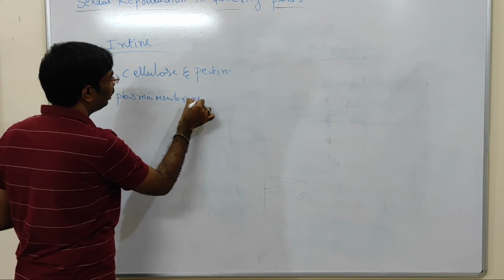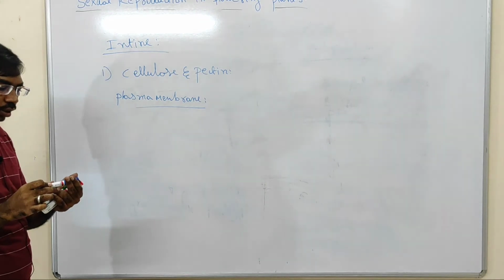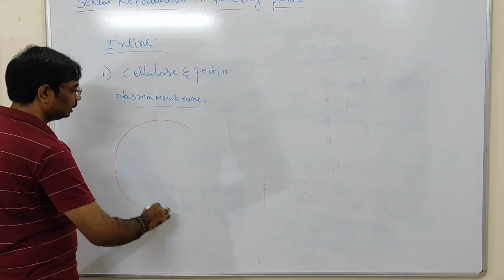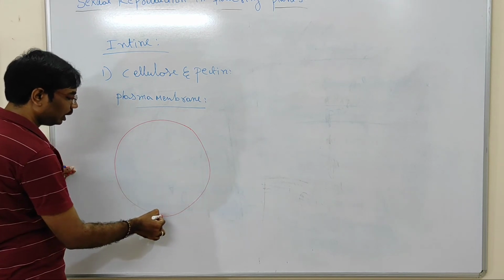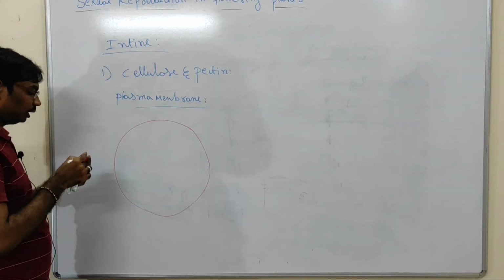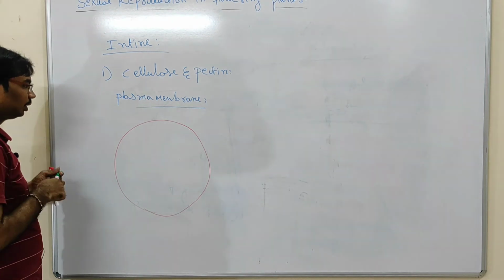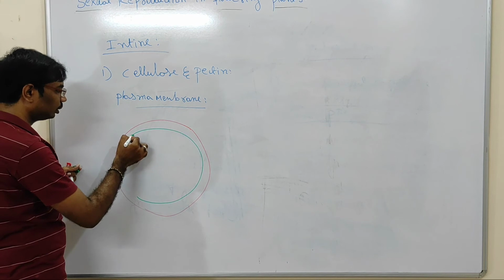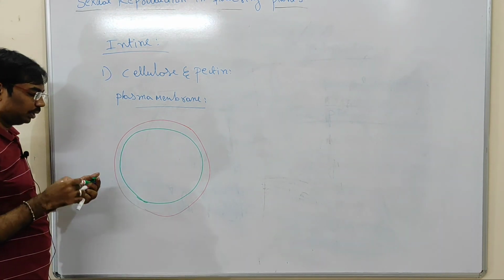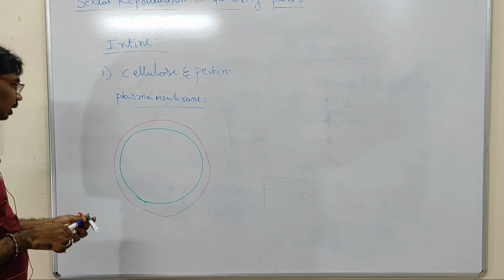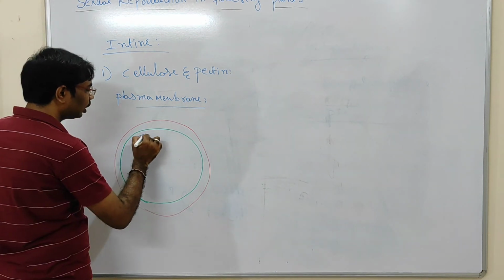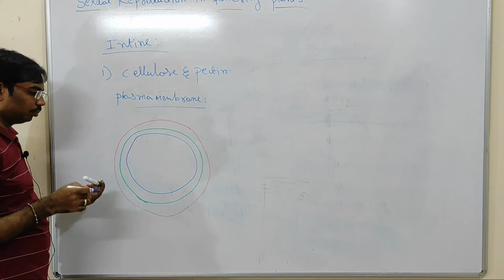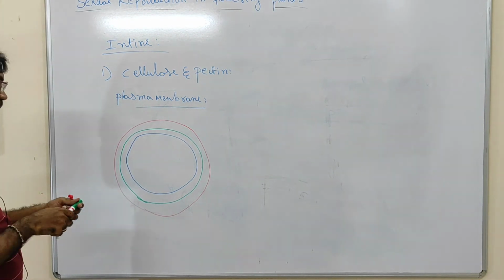I will represent this with the help of a diagram, so you can easily understand. See here, this red color layer is called exine. After this red layer, another layer is present, this green color layer, which is called intine. Beneath this intine, another layer is present, the blue color layer, which is called the plasma membrane. Beneath the plasma membrane, cytoplasm is present.